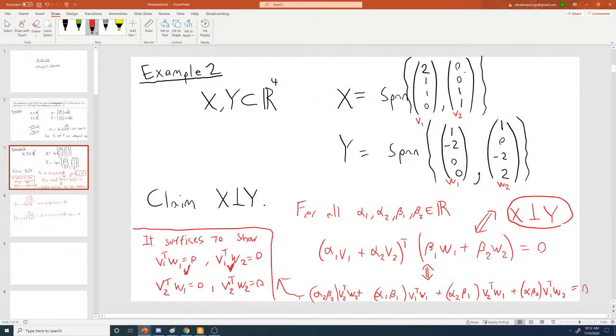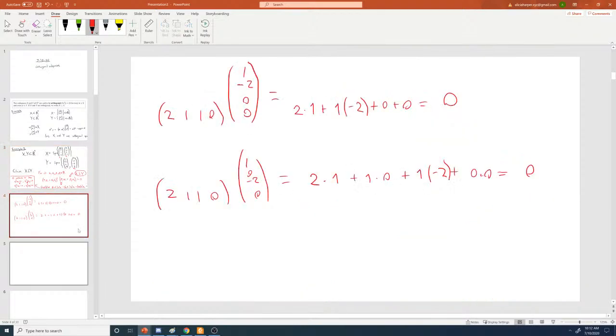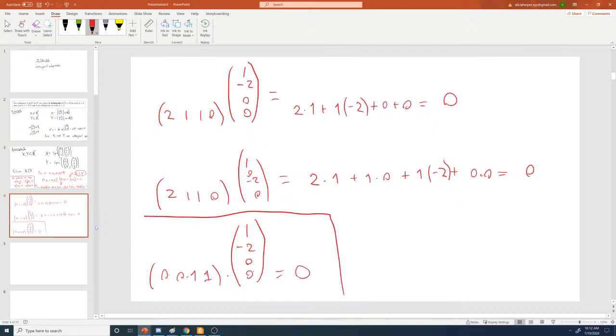Now let's verify the third relation. So I have to look at v2 transpose. So in this case, (0, 0, 1, 1). And then I have to multiply it by w1, which in this case is (1, -2, 0, 0). And you can see immediately this 1 is getting multiplied by the 0, this -2 is getting multiplied by the 0, this 0 is getting multiplied by this 1, and this 0 is getting multiplied by this 1, so it's just 0. So that's easy enough.